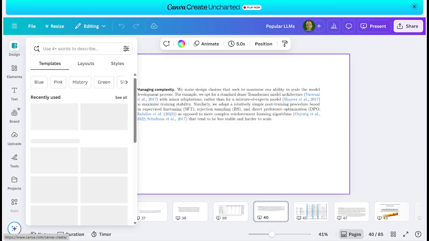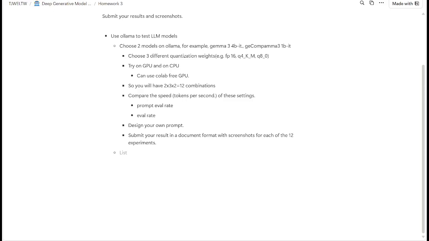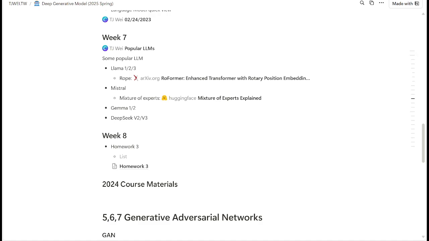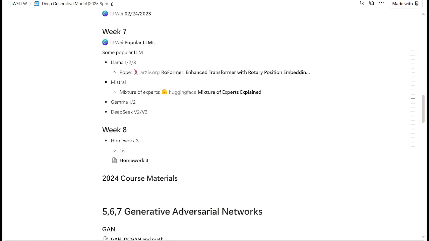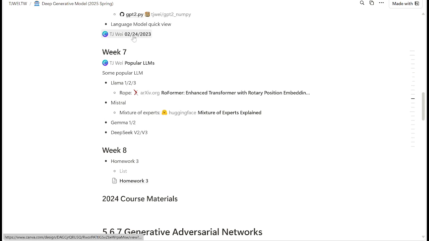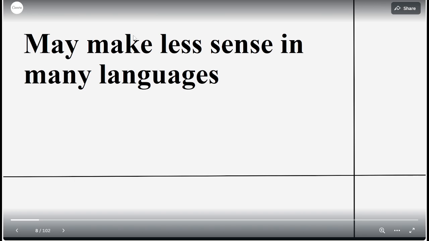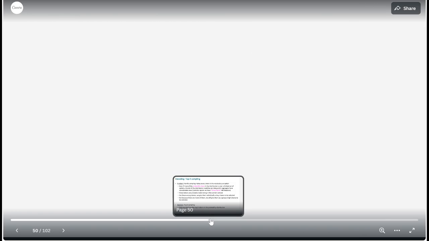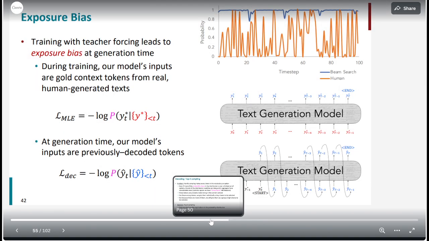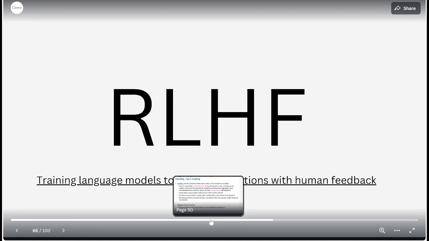Okay, so let's use the previous slides right here. After RLHF, we were talking about some variants that are considered to be improvements to the RLHF.